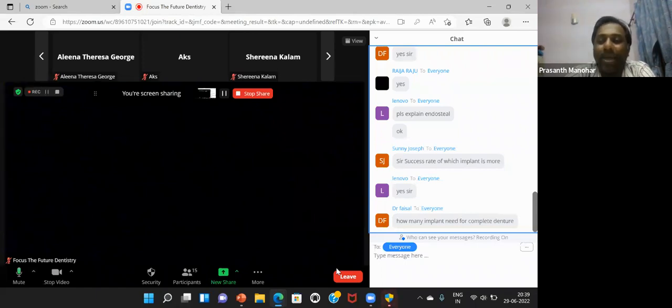Now, how many implants are needed for a complete denture? See, it depends. There are different classifications. You can have from a single implant to 6 implants. Understood? Single implant to 6 implants. There is a classification for implant supported complete denture. We'll be discussing in detail in our coming sessions.